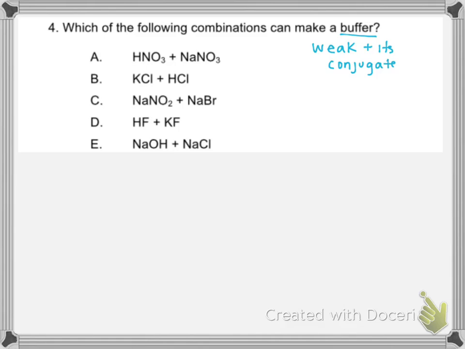In this problem, we're trying to figure out what can make a buffer. So remember, a buffer is a conjugate weak acid, weak base pair. So we're going to look for something that matches that definition. And in this case, we've got hydrofluoric acid, a weak acid, and we've got KF. Now remember, KF is a salt. The K is not going to have any impact on the pH of a solution, but it's F minus, which means that in disguise, KF is actually the conjugate base of hydrofluoric acid. So we have a conjugate weak acid, weak base pair. That's going to be our buffer.